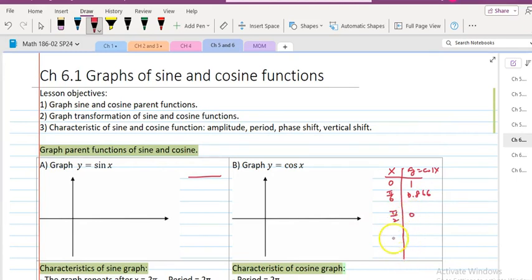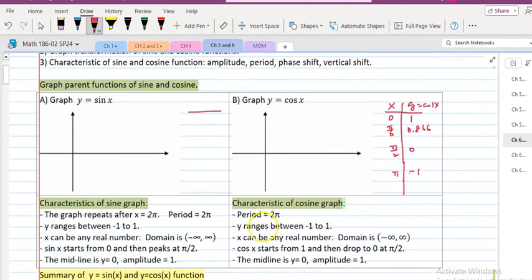Then gradually at pi, it becomes -1. It gradually get lower and lower. Go to pi, it is -1. And then the cycle changes so that when it's going back up and at 3 pi over 2, it go back to 0. And then at 2 pi, it go back to 1.